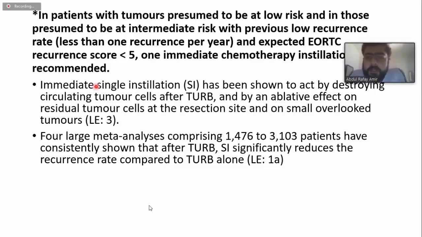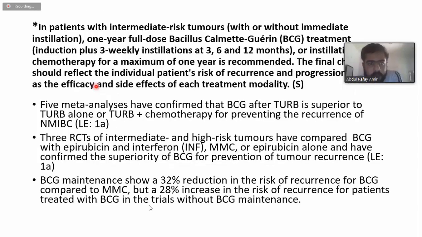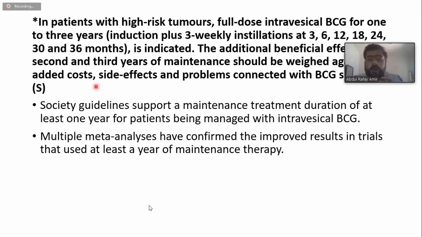In patients with tumor presumed to be low risk and those with intermediate risk with low recurrence, this is just the explanation of all the points I've said previously, one instillation of chemotherapy is recommended. For the intermediate patient, as we have said, one full dose of BCG with 3 weekly instillations at 3, 6, and 12 months, or instillation of chemotherapy for a maximum of 1 year. In patients of high risk, full dose intravesical BCG, 3 weekly at 3, 6, 12, 18, 24, 30, and 36 months is indicated. Additional benefits of second and third year instillations should be weighed in because BCG is costly and we face problems of BCG shortages. So it should be used accordingly.